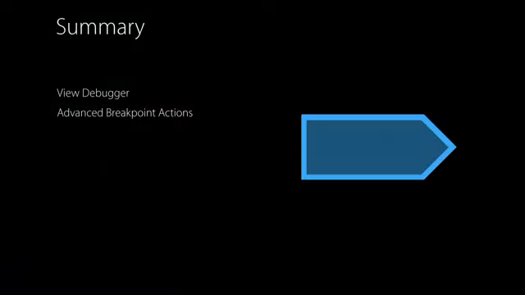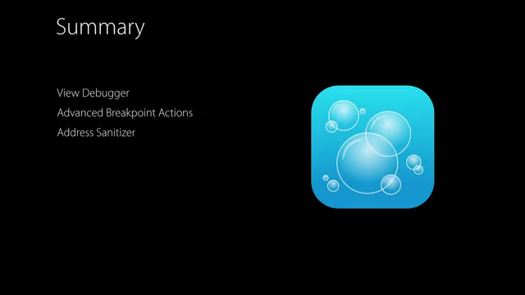So to summarize, we've seen 3 different techniques that will help you get a deeper understanding of your program. First, use the View debugger to find and fix constraint problems in your layouts. Second, set up breakpoint actions to automatically evaluate and print any LLDB expression, and use the exception breakpoints to stop debugging your program right at the place where an exception occurs. And finally, third, use Address Sanitizer to scrub your applications clean of those elusive memory corruption bugs.